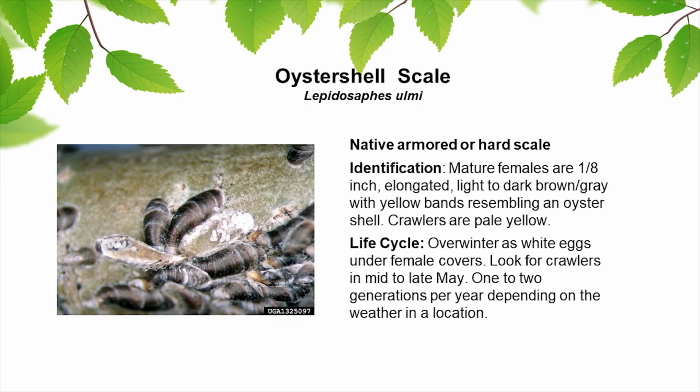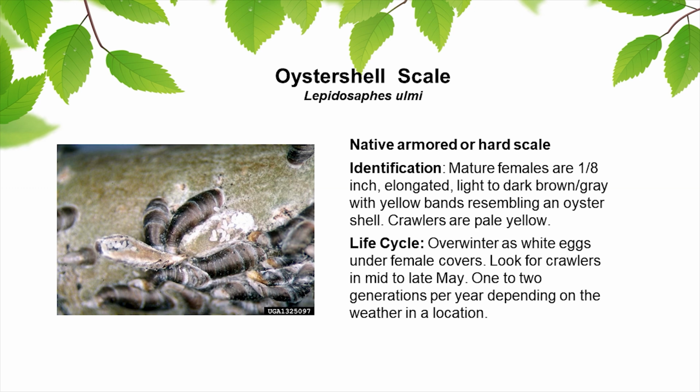Oystershell Scale. Oystershell Scale is an armored or hard scale native to the United States. Mature females are 1/8 of an inch long, light to dark brown or gray in color with yellow bands. Their elongated shape resembles an oyster shell. Crawlers are a pale yellow color.